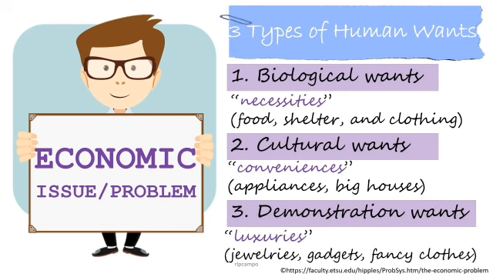The third one is demonstration wants. These goods and services are called luxuries, just like your jewelries, gadgets, and fancy clothes.